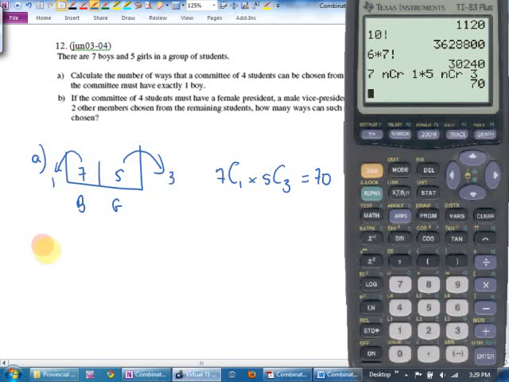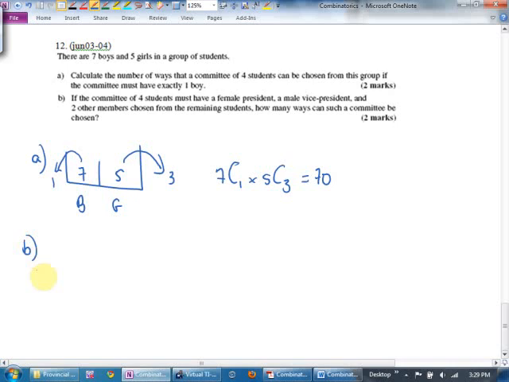Okay. I think now we're going to combine some of our fundamental counting principle permutation along with choose. Let's see. We must have a female president. So here is our female president. How many choices do I have for my female president? How many girls are in the group? I got 5 choices. And a male vice president. How many choices do I have for my male vice president? 7.